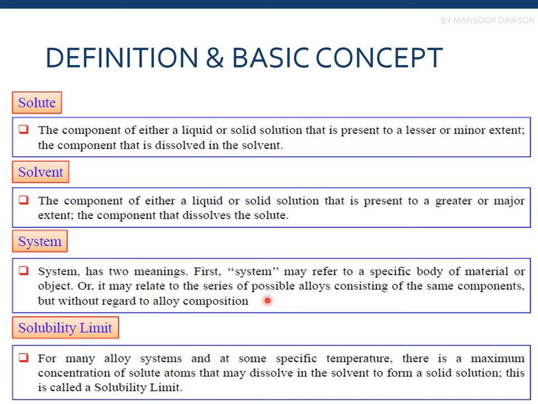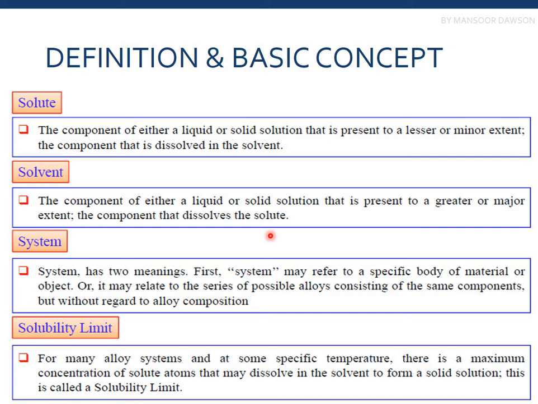Then we have solubility limits. So what is solubility limit? It is basically the maximum concentration of solute atoms that may be dissolved in the solvent in order to form a solid solution or a solution. That limit, that extent, is called the solubility limit.